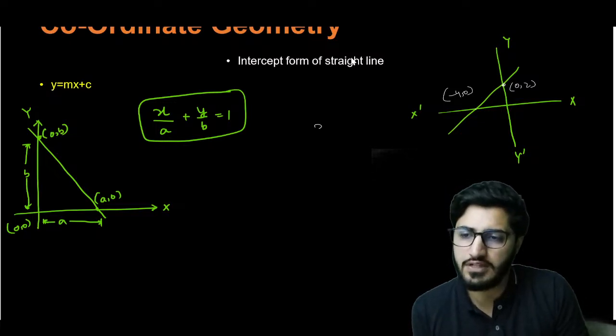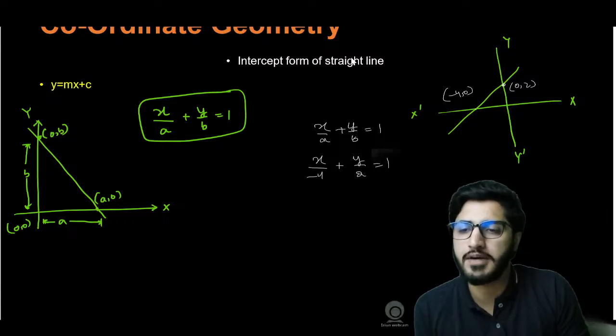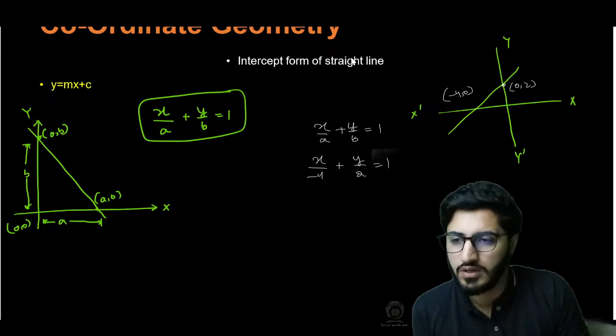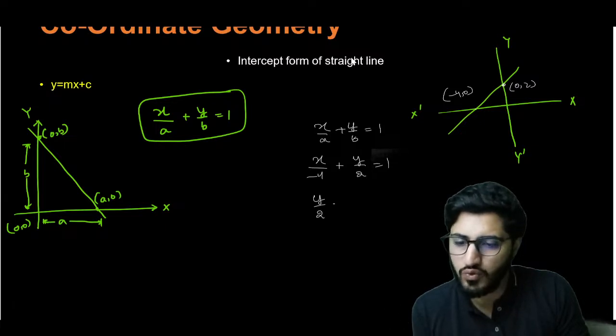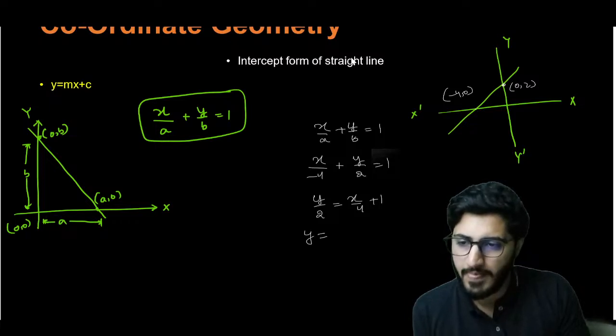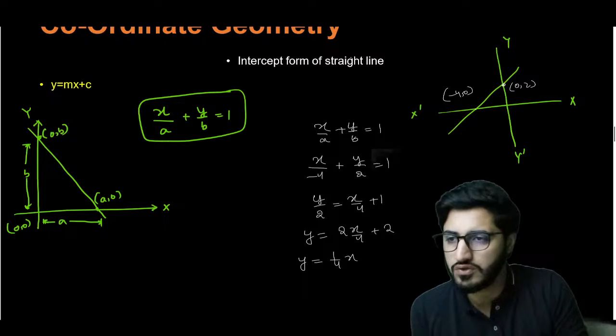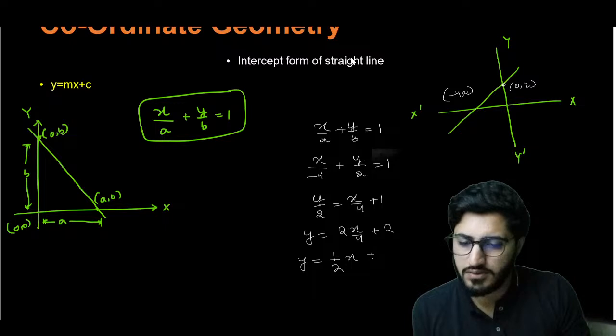We know that my equation is nothing but x by a plus y by b equals 1. So x, what is a? a is minus 4, plus y, what is b? b is 2, and 1 is 1. So I think I can transform the equation to y equals mx plus c form also. How? Look, now I can write it this way: y by 2 is equal to x by 4 plus 1. So y now becomes 2 times x by 4 plus 2. Sorry, it's 1 by 2. It would become now 1 by 2 x plus 2.